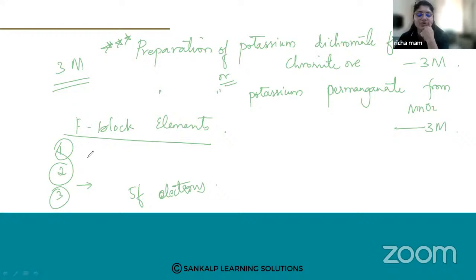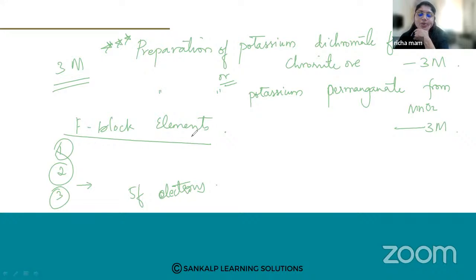So these are the 2 marks questions. First, what is lanthanide contraction? Explain the cause for it. Mention 2 consequences of lanthanide contraction. What is actinide contraction, and why is actinide contraction greater than that of lanthanide? So these are the 3 questions for 2 marks each.